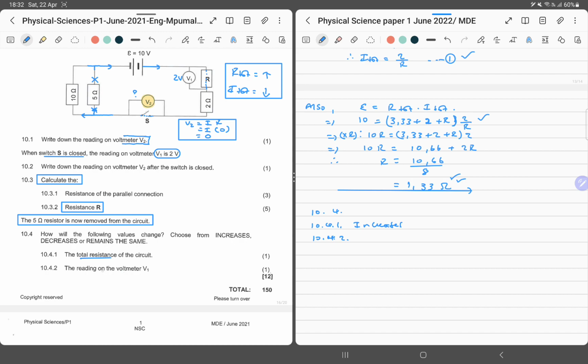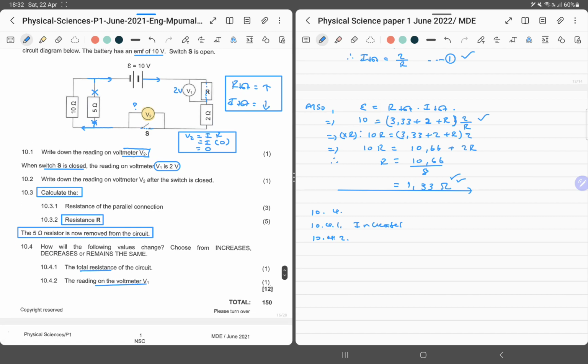10.4.2. The reading on voltmeter V1. What happens to voltmeter V1? Remember, this one is a bit technical. We know that V1 is equal to IR, right? This R in V1 is constant, but what happens to the current? It drops. So that means this whole product will drop. So V1 decreases.